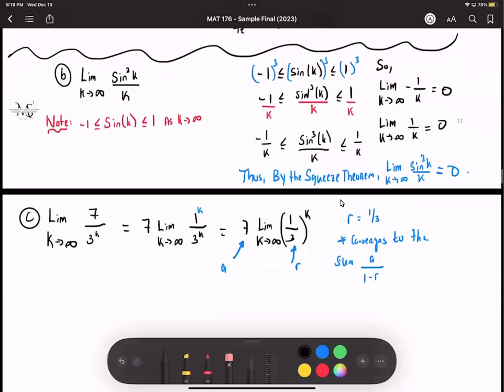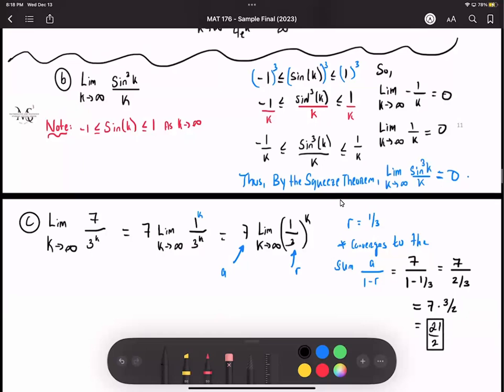To figure out what your a and your r are, you just look at what I have written. We have 7 over 1 minus 1/3. Well, 1 minus 1/3 is 2/3. So this is 7 over 2/3. You could flip 2/3 as 3/2 and multiply it by 7. So this gives us 7 times 3/2, which is 21 over 2. And that would be the solution to part C.